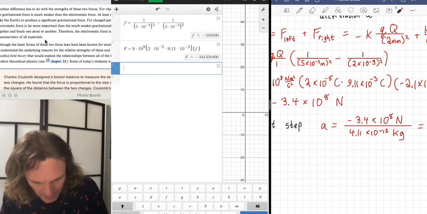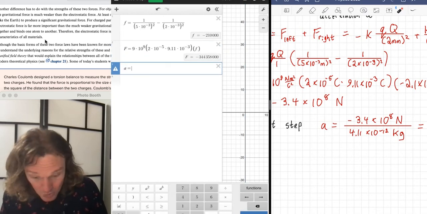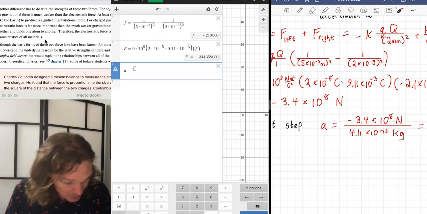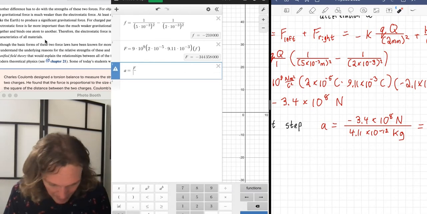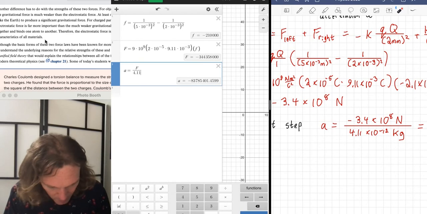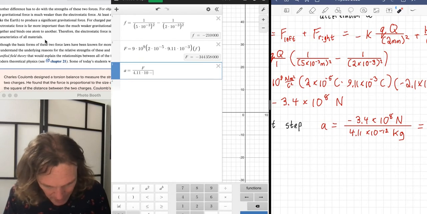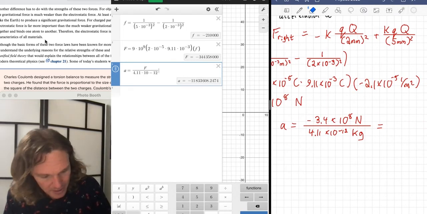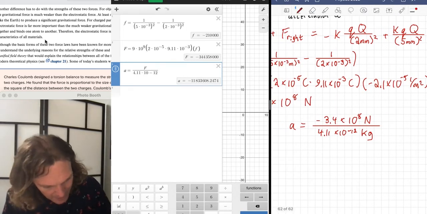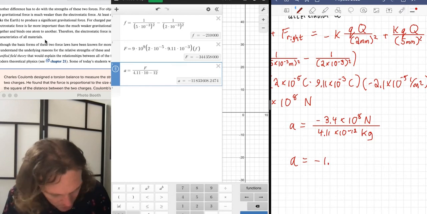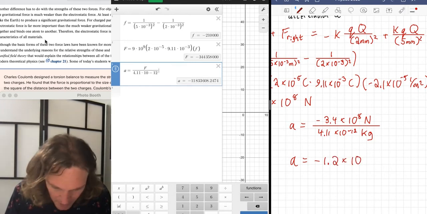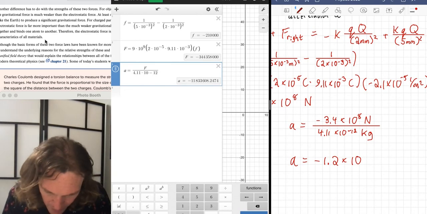Like a program. Okay, so now we will use the letter a, which we need to reserve for acceleration in this example, which I should have done, and divide by m. We haven't used m yet, so I'm just going to be plugging it in for the first time. 4.11 times 10 to the -12, and there we go. All right, so we have our value. I guess I'll write it down here. So our final answer, acceleration, is -1.2 times 10, right? And we should have, as I said, something on the order of 20.